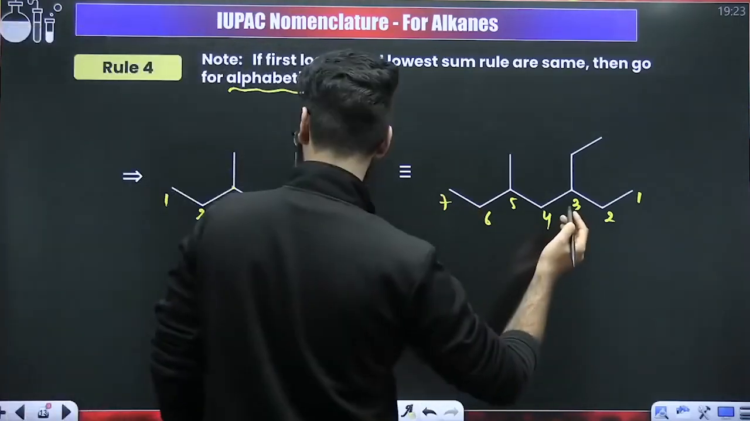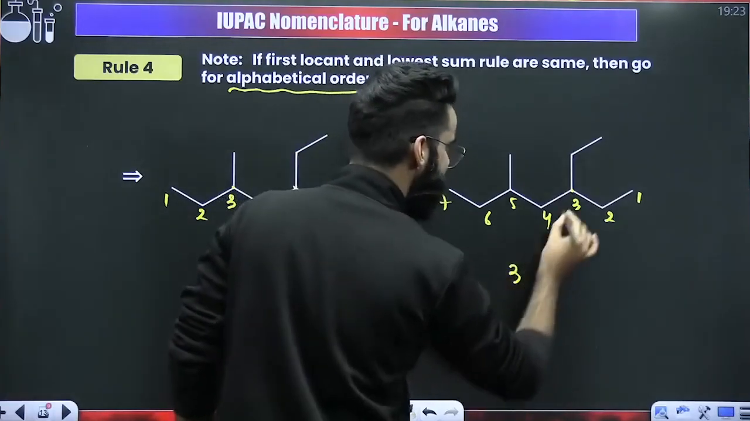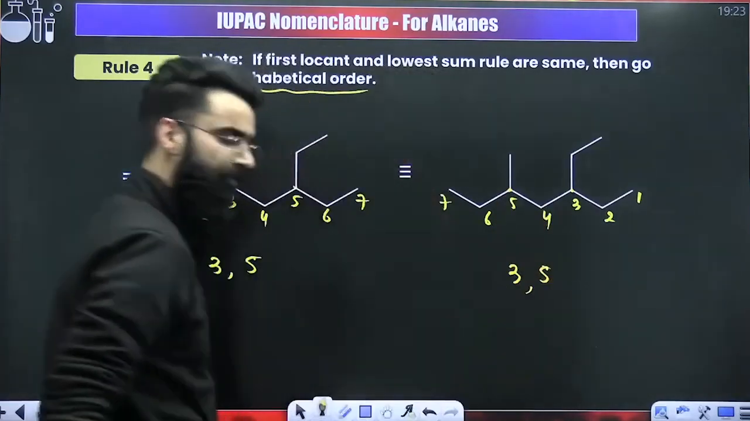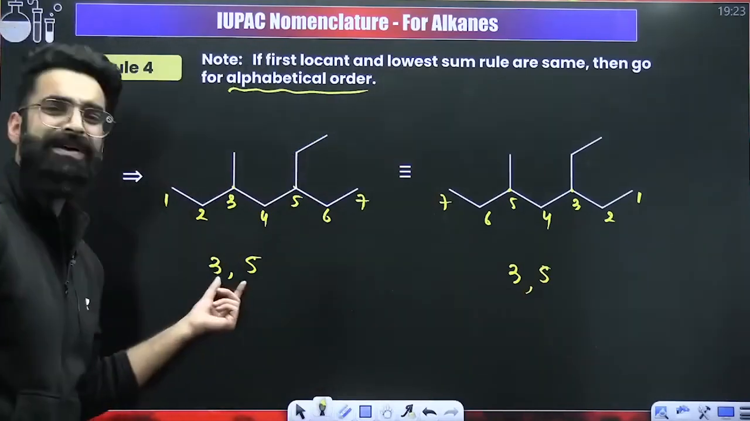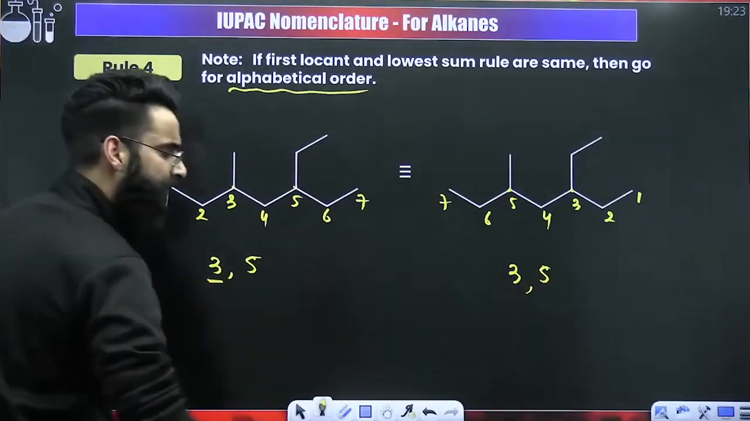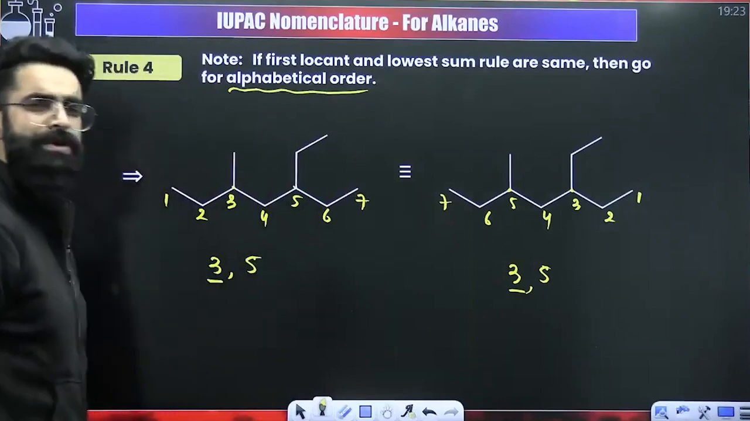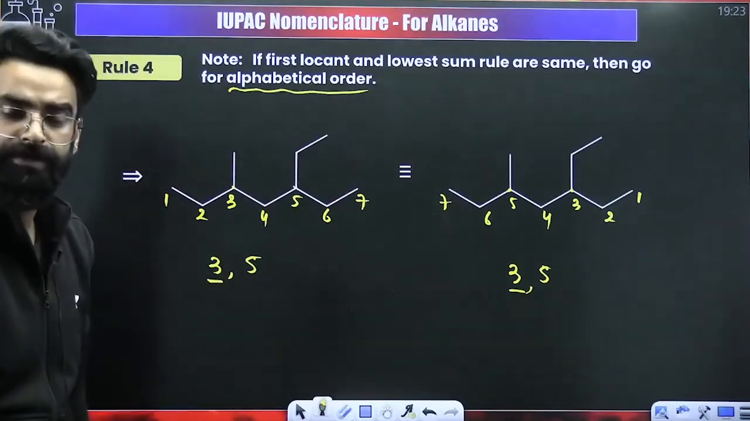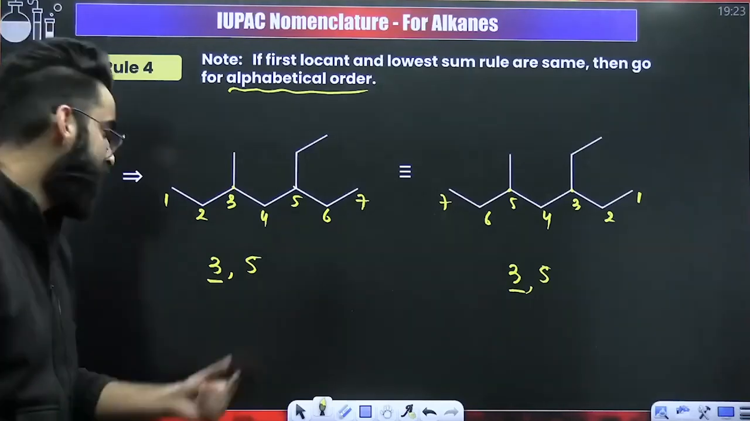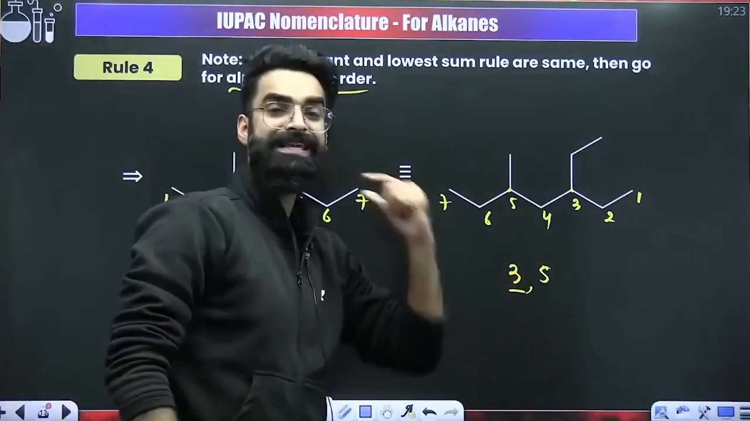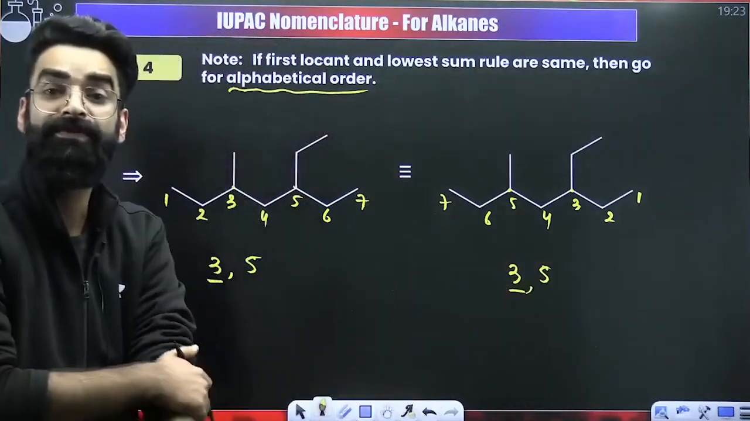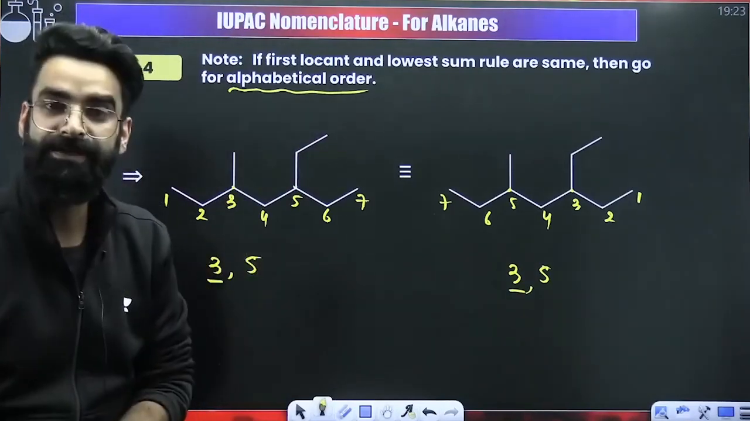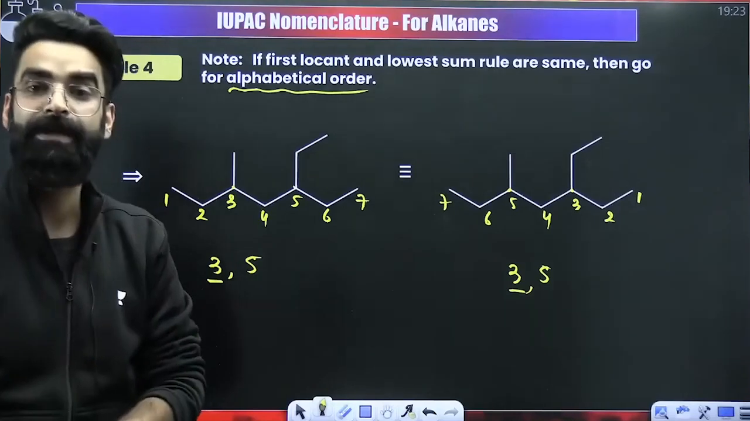Similarly, look here. The first substituent is at third position. The second substituent is at fifth position. Perfect. Look at the first locants. Over here, the value is 3. The value is 3 here. So you cannot decide on the basis of the first locant. Now, what you are going to do? You are going to use the lowest sum rule. 5 plus 3 is 8. So you are unable to decide on the basis of the lowest sum rule as well. Now, what is left? Now you are going to follow the alphabetical order.